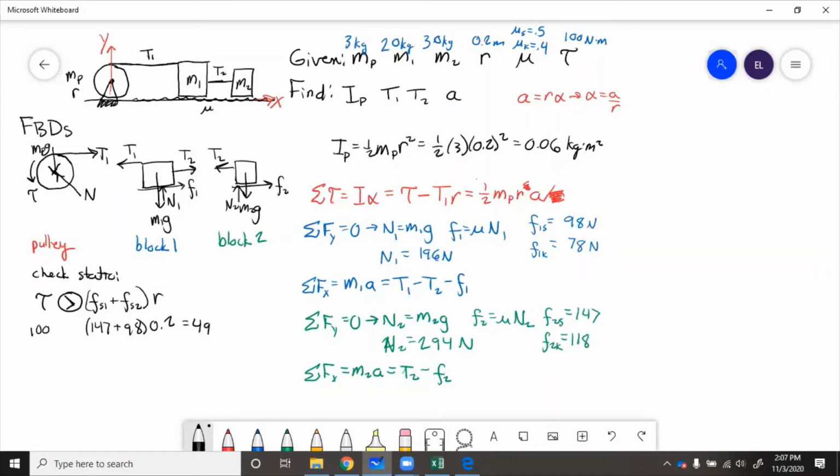Now looking at this, we can see that the red equation, we can relate acceleration and tension. The green equation, we can also relate acceleration and tension. So if we can relate T2 to A and T1 to A, and then this blue equation has all 3, we can get everything in terms of A, solve out for A, and then go back and substitute to get tension. So that's what we're going to do.